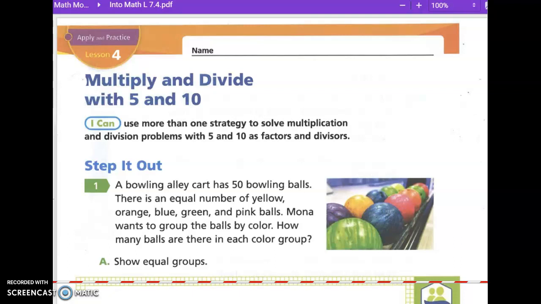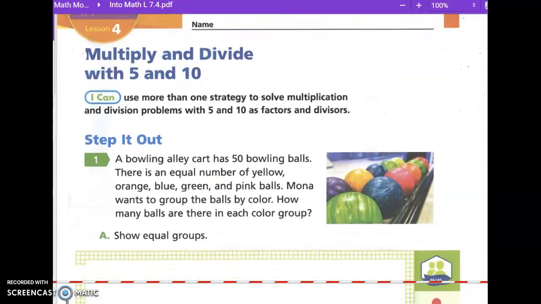Today we are looking at math lesson 7.4, multiply and divide with 5 and 10. This should be easy. We all know how to count by 5s and we all know how to count by 10s. Let's read our I can statement. You ready? I can use more than one strategy to solve as factors and divisors. Okay, so we're going to go on down here to the step it out.